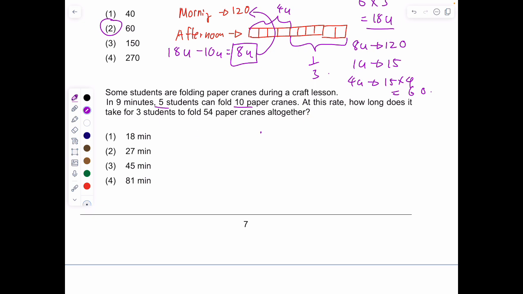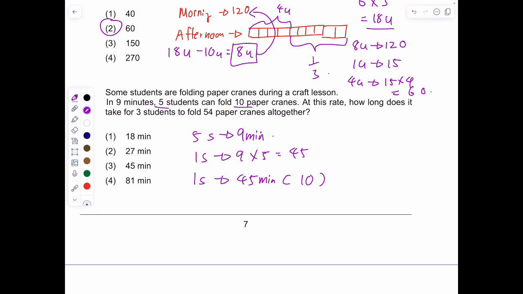So since 5 students take 9 minutes, therefore 1 student will take 9 times 5, which is 45 minutes to fold 10 paper cranes. So 1 student will take 45 minutes. This is for 10 cranes.